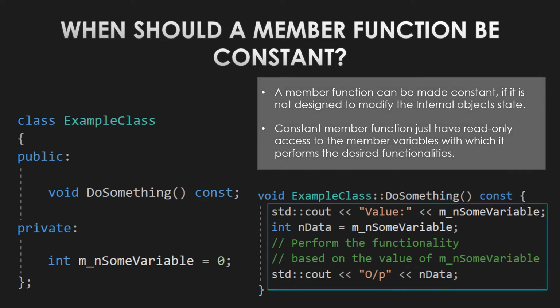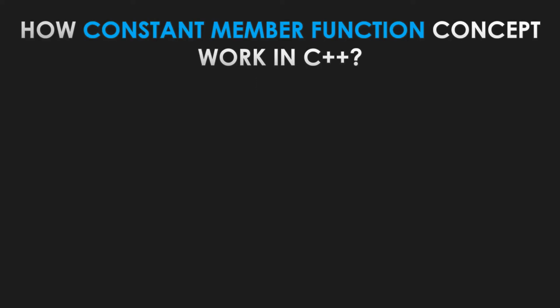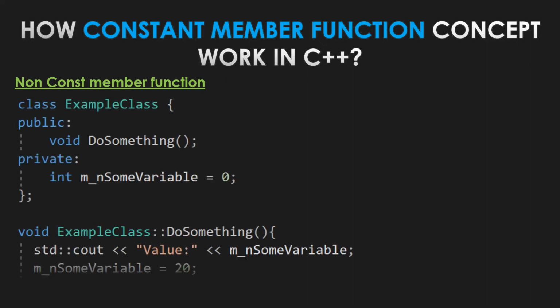Now let us check how in C++ this constant member function prevents modification to its class member variables. Before going into that, we need to understand how member functions access the class member variables in C++. As we can see here, we have a class named example class with a normal member function named do something. This class also has an integer member variable. The member function just prints the value of the member variable and assigns a new value of 20.